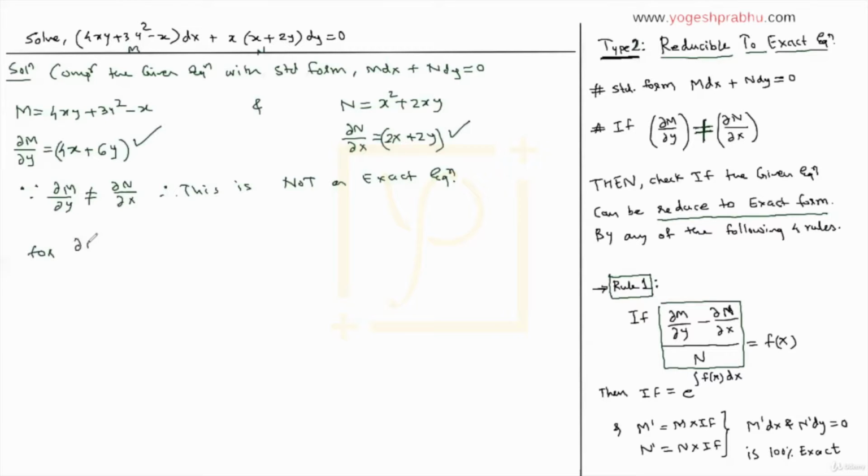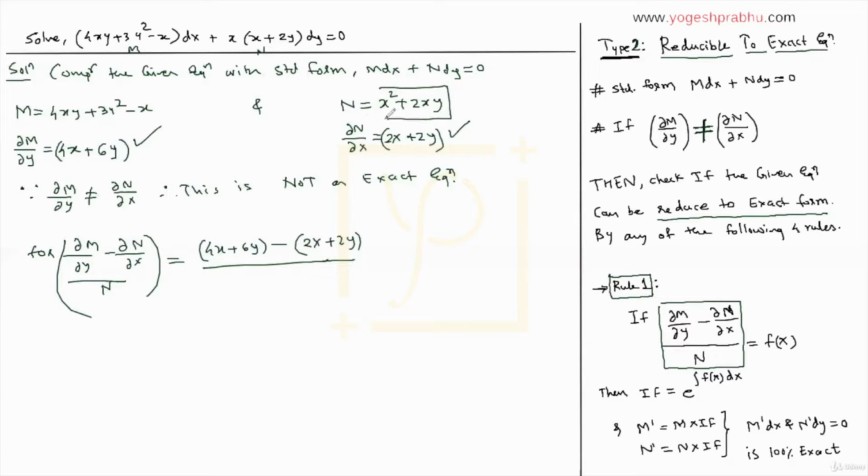Say (∂M/∂y minus ∂N/∂x) divided by N. Now this is going to be equal to, let me write that. ∂M/∂y is this value here, 4x plus 6y. Minus ∂N/∂x, which is 2x plus 2y, and we have to divide that by N. The value of N is this one here, so I'll divide by N. So you'll get x squared plus 2xy.